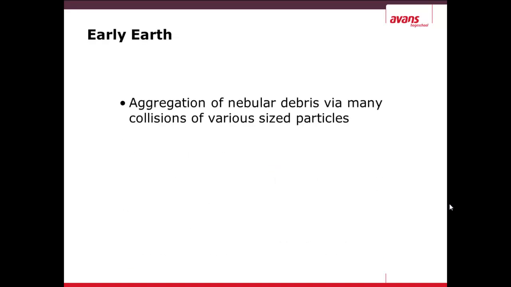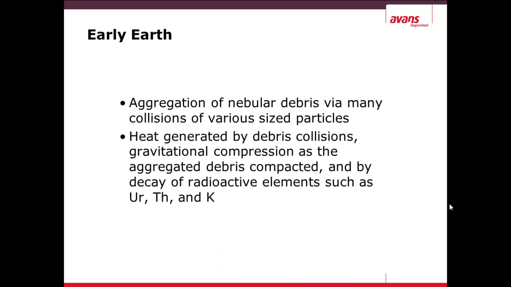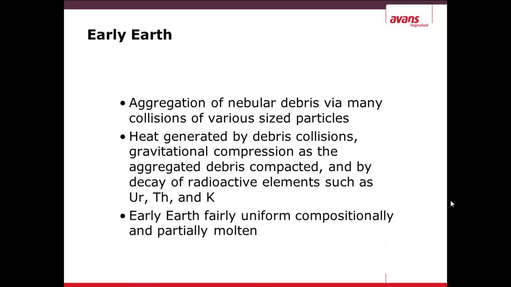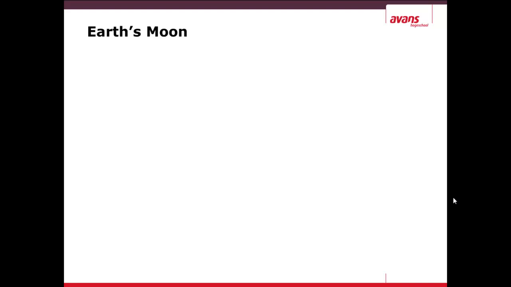The early Earth was an aggregation of nebular debris, of many collisions of various sized particles. The heat was generated by the debris collisions through gravitational compression and by decay of radioactive elements such as uranium, thorium, and potassium. Early Earth was fairly uniform compositionally and also partially molten.